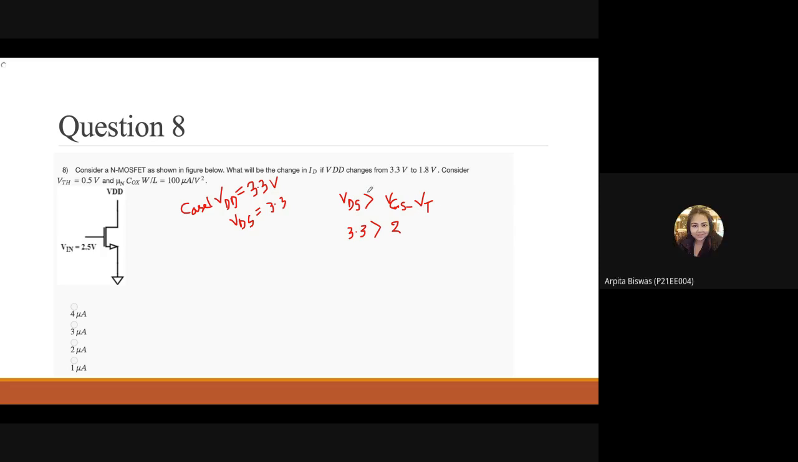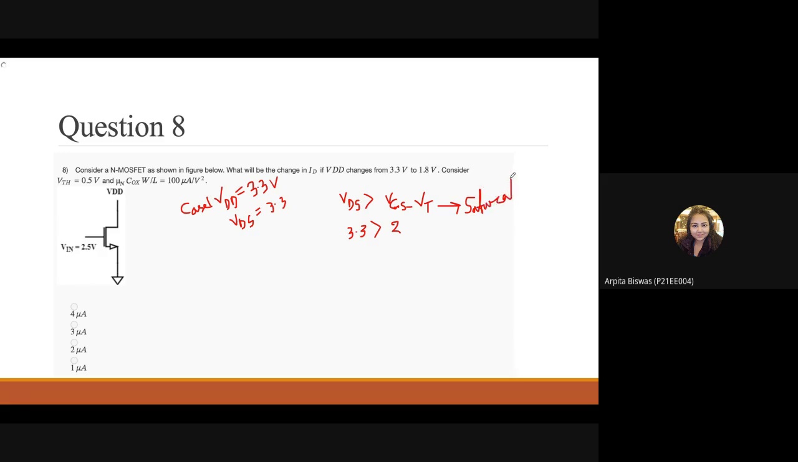Good. So tell me, is this condition satisfying or not? The VDS is greater than VGS minus VTH? Yes, ma'am. If VDS is greater than VGS minus VTH, then is the MOSFET operating in saturation or linear? It is working in saturation. Yes, saturation.